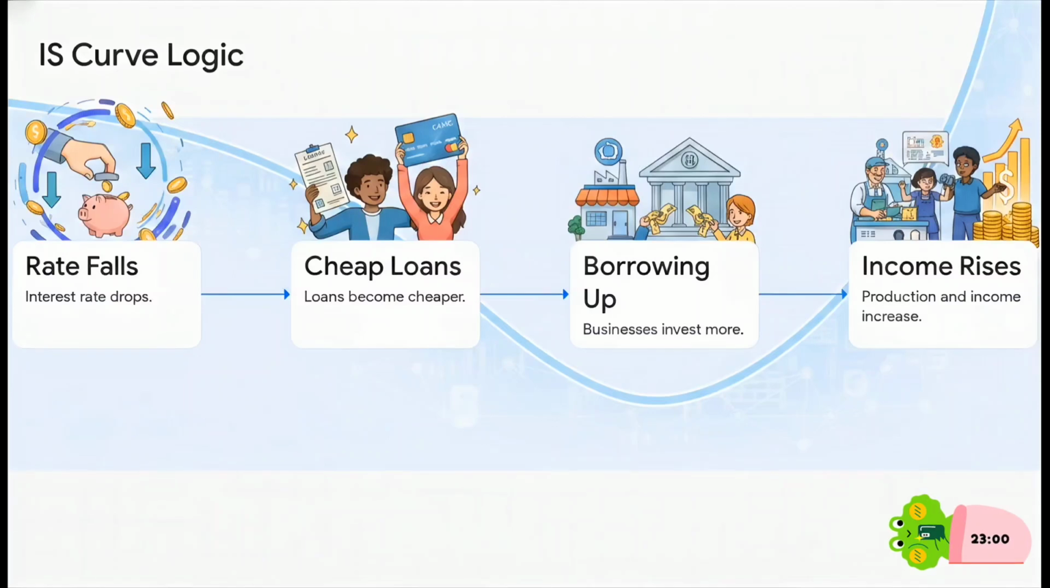Well, let's walk through the cause and effect chain. Imagine the interest rate in the economy falls. Because rates are lower, loans suddenly become much cheaper to take out, right? And businesses love cheap money, so they borrow more, which dramatically increases overall investment. Finally, with all that new investment building factories and hiring workers, production ramps up, and overall income rises. So interest rate goes down, income goes up. That inverse relationship is exactly what creates that downward slope.